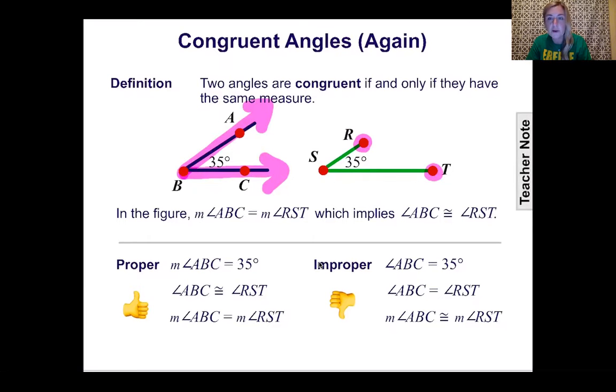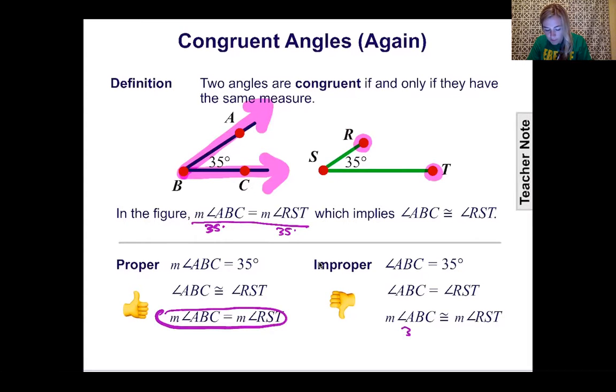So let's look through and see what's going on here. This right here says the measure of ABC and the measure of RST are equal. This measure is 35 degrees and this measure is also 35 degrees. Therefore, that is true. The measures are equal. If we pop down here, that's the exact same statement. They're both 35 degrees, so that means that they are equal.